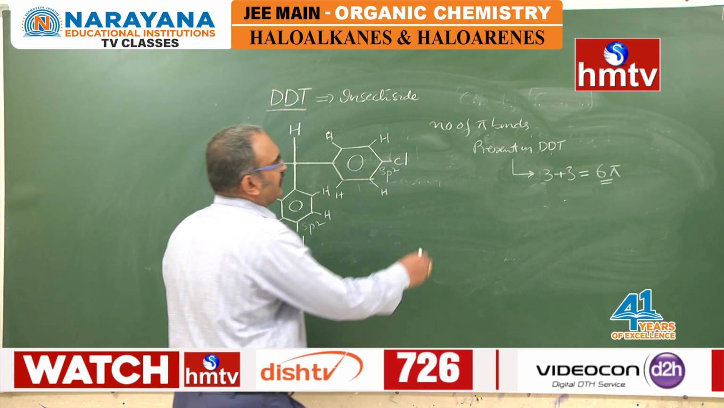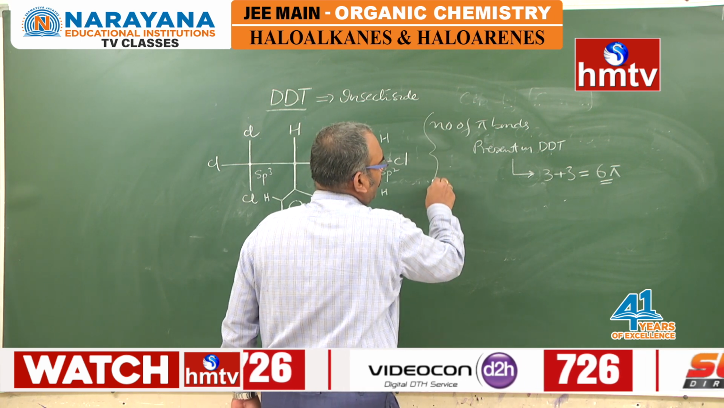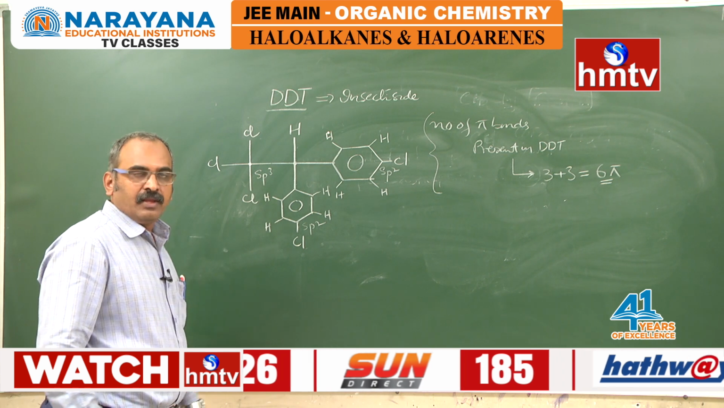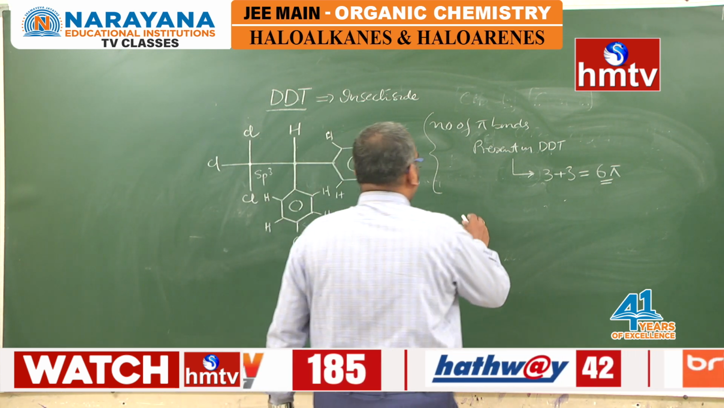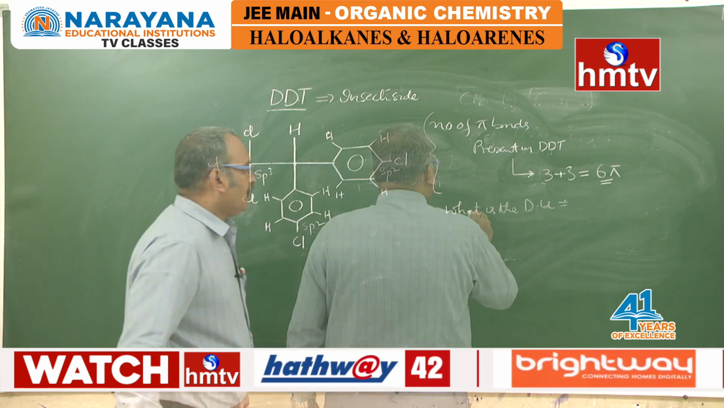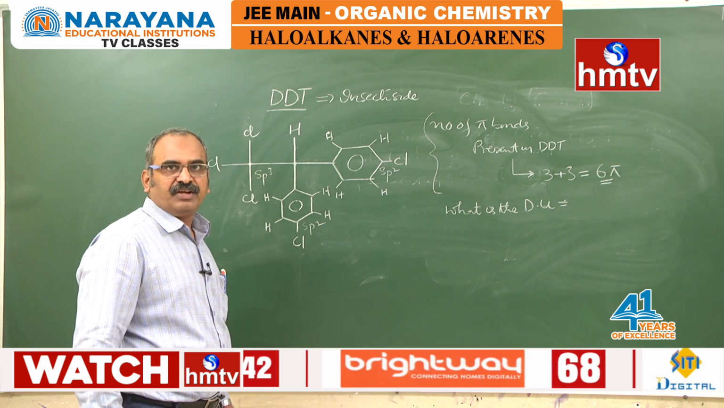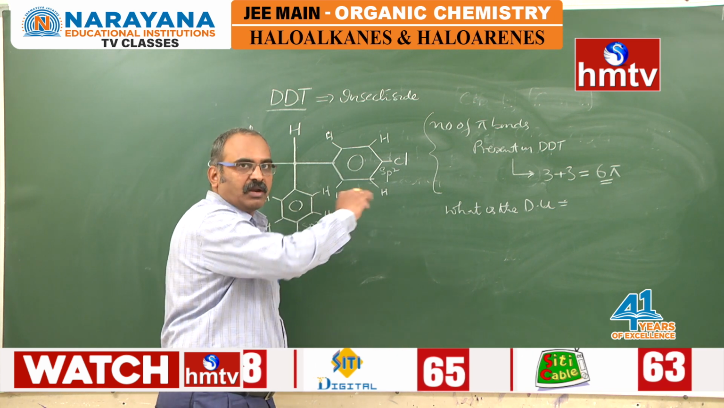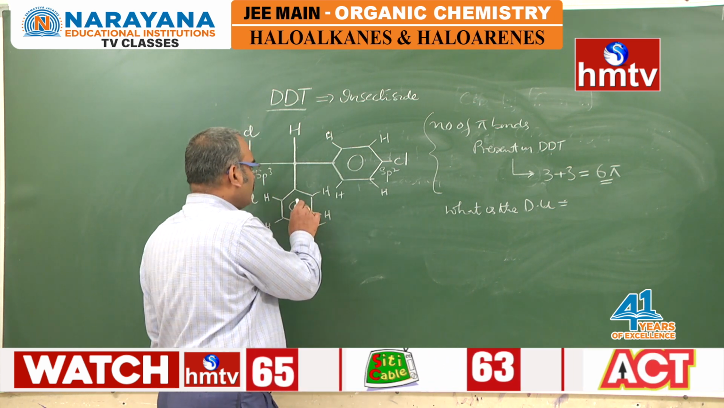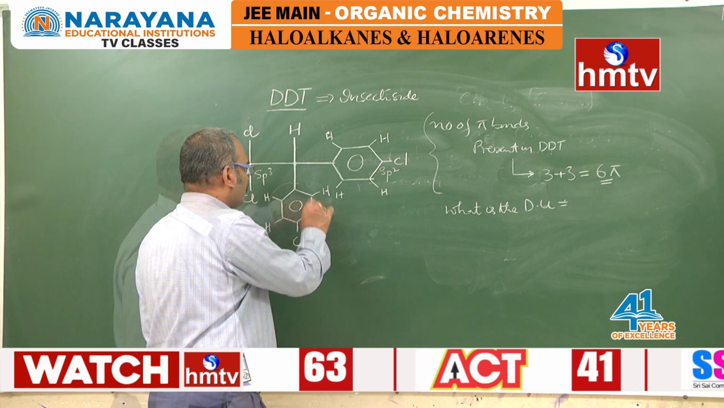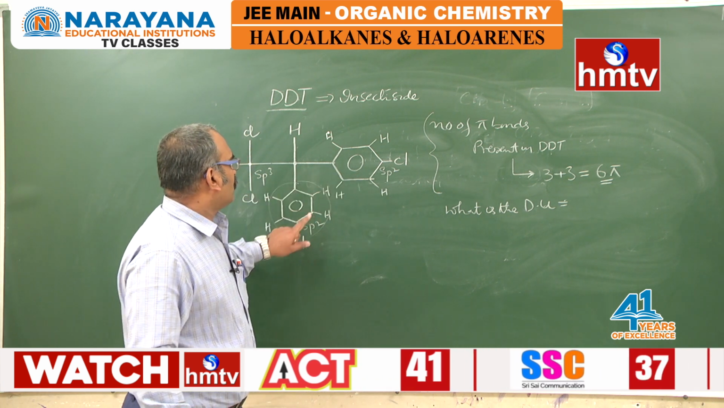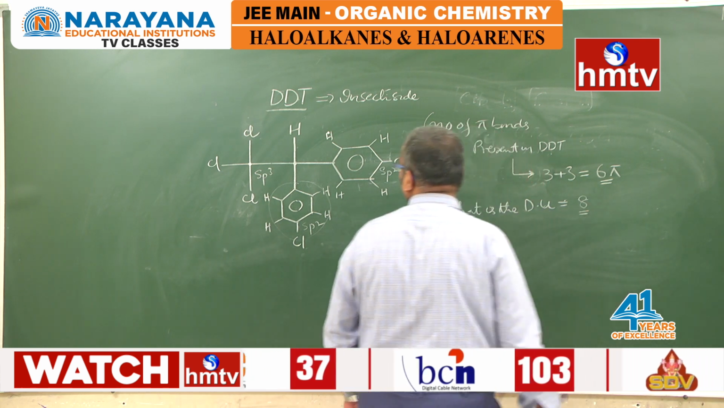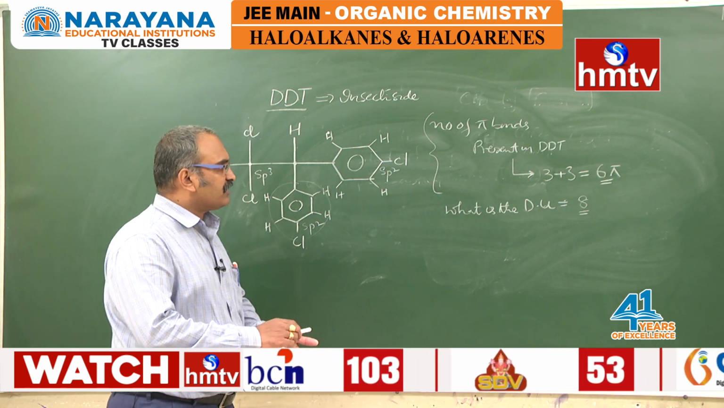Just as a sample, I told you how many pi bonds are there in a molecule of DDT. Another question they can ask: what is the degree of unsaturation of DDT? Degree of unsaturation means the number of pi bonds as well as the number of rings. Here, each ring has 3 pi bonds and 1 ring, so 4 plus 4, 8. You can say the degree of unsaturation is 8.